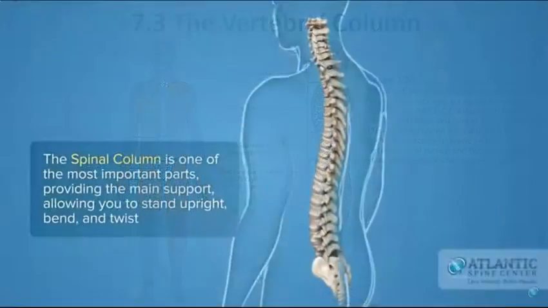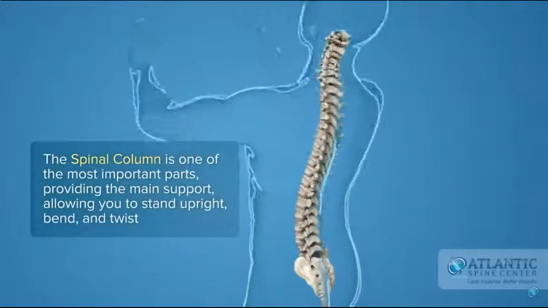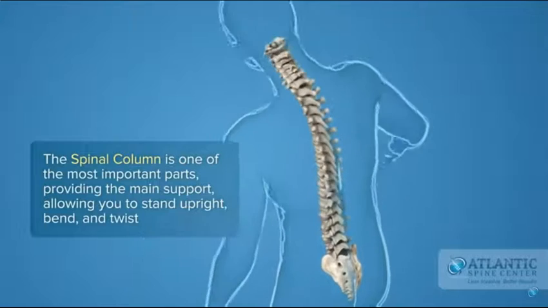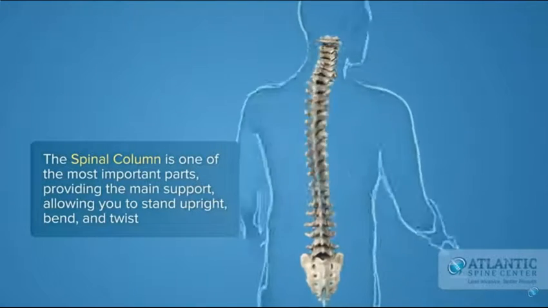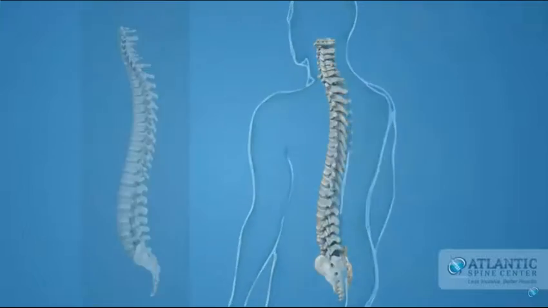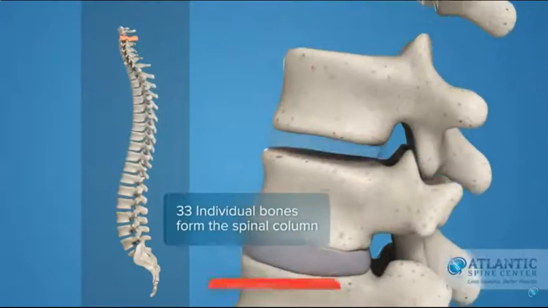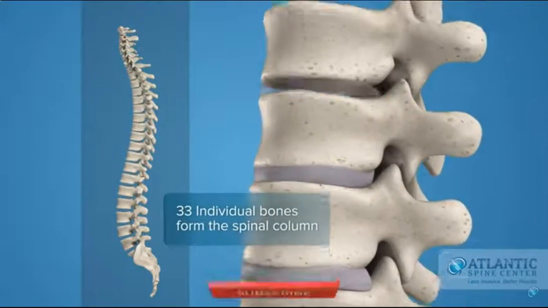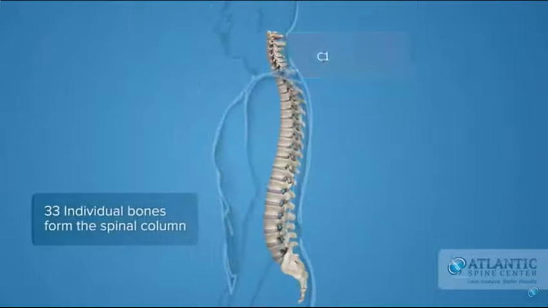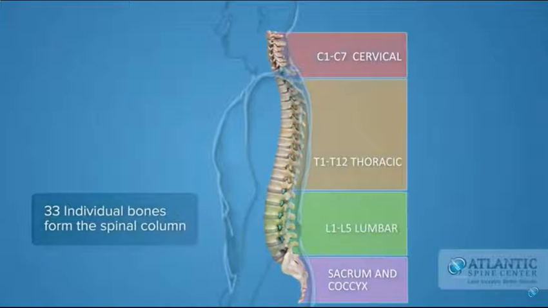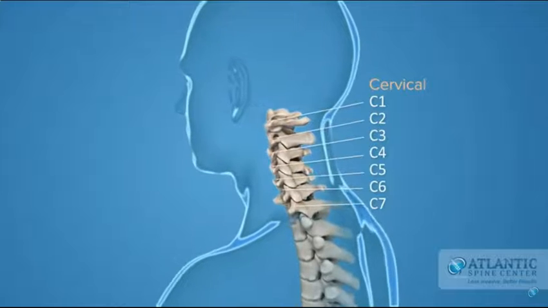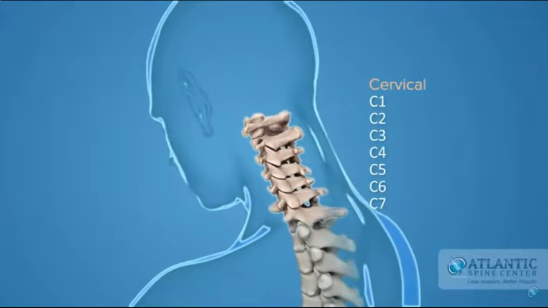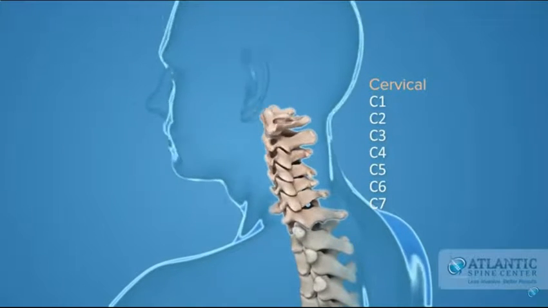The spinal column, or backbone, is one of the most important parts of your body. It provides the main support, allowing you to stand upright, bend, and twist. 33 individual bones interlock with each other to form the spinal column. The vertebrae are numbered and divided into regions. C1 through C7, cervical vertebrae, form your neck, support your head and neck, and allow you to nod and shake your head.